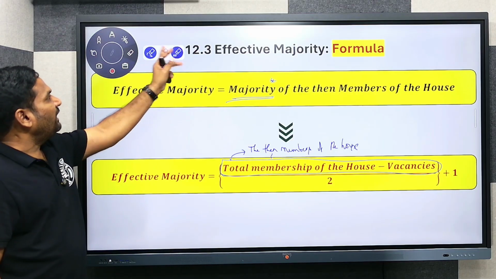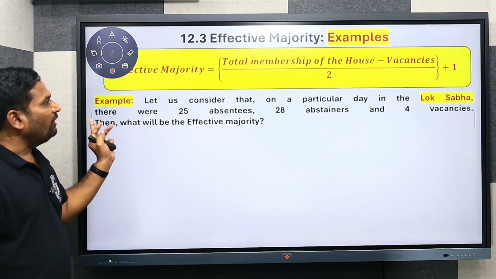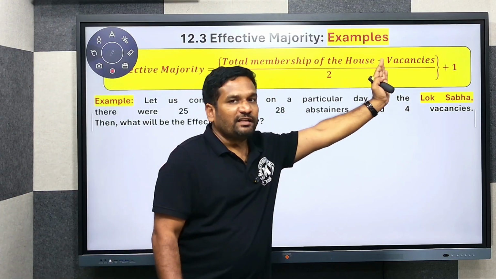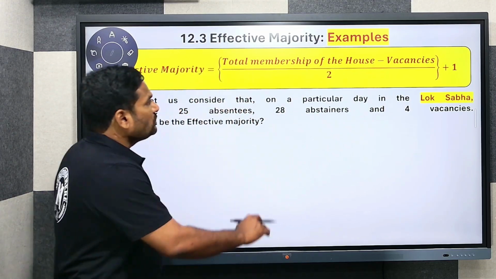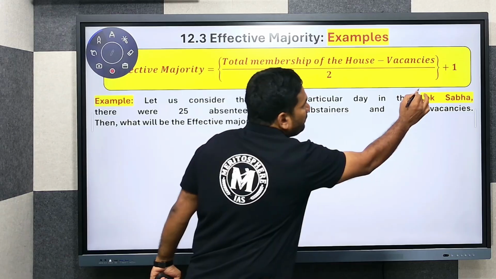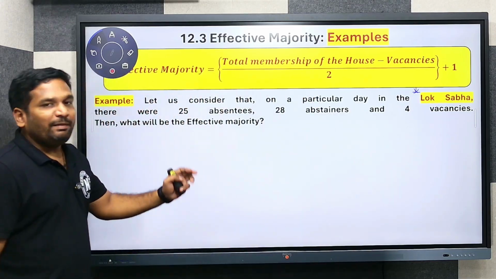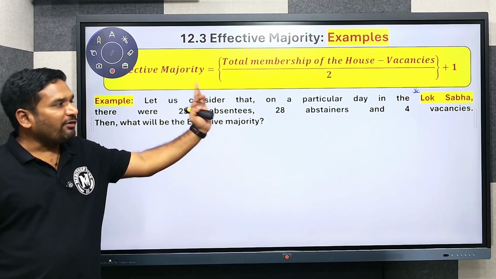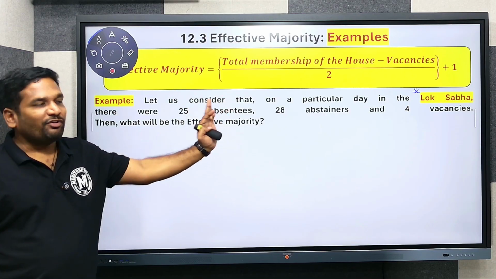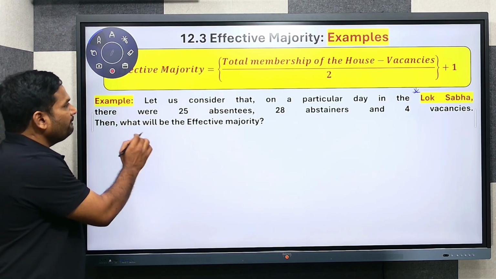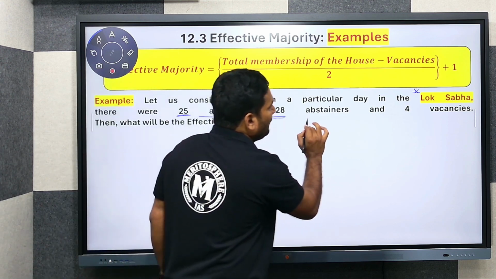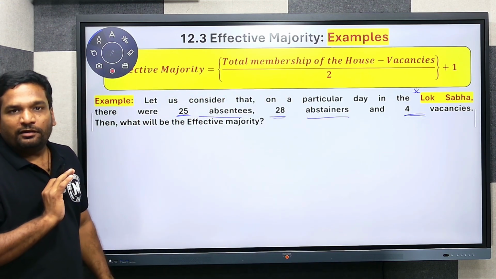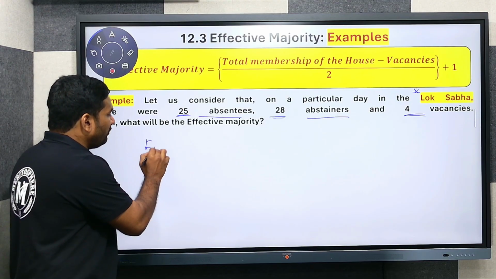With the examples, you will get clarity. So now we are entering into the examples. The formula for effective majority is total membership of the house minus vacancies, divided by 2, plus 1. We are talking about the Lok Sabha here. I have copied the same example that we used in simple majority. For Lok Sabha, there are 25 absentees, 28 abstainers and 4 vacancies. Now we have to substitute all these values in the formula.